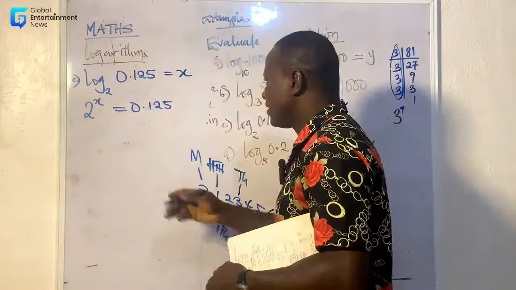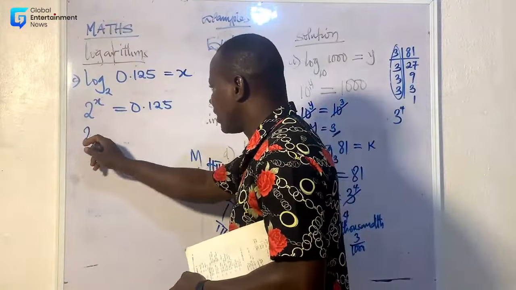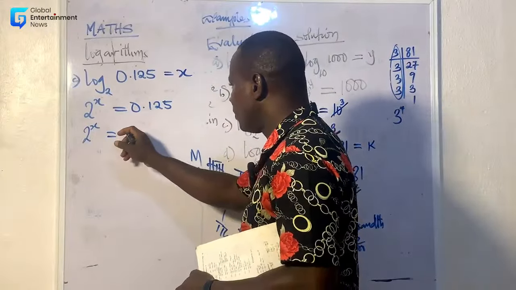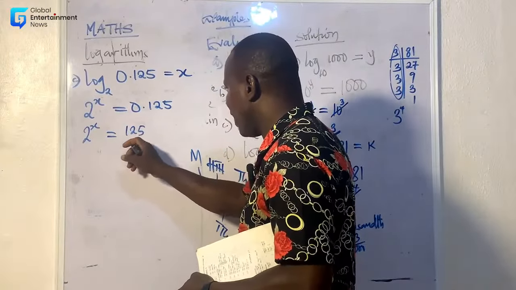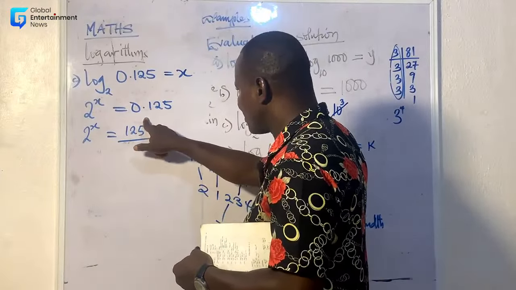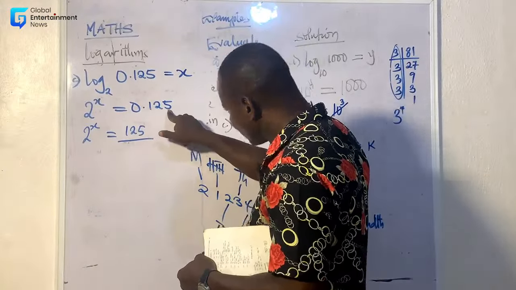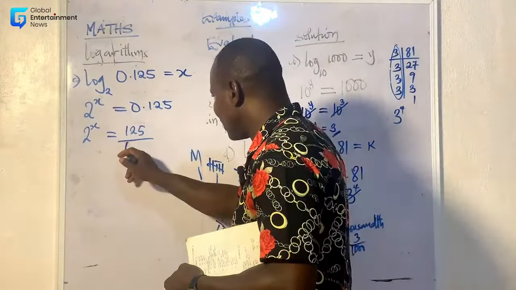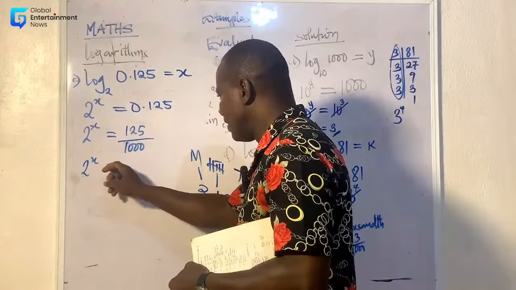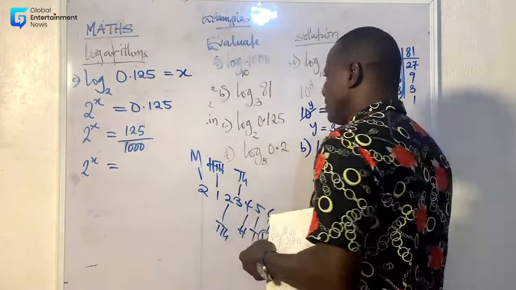What do we have here now? We have 2 raised to power x is equal to 125. 125 all over, what is this, everybody? Tenths, hundreds, and thousand. Thank you very much. That is 1000. So 2 raised to power x is equal to, let's divide this.